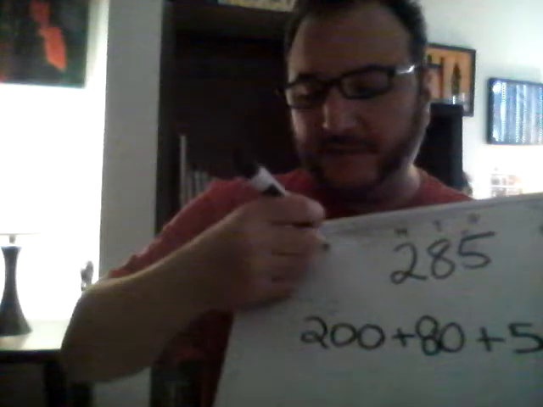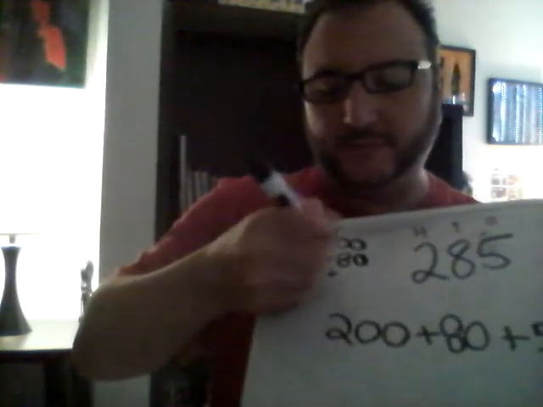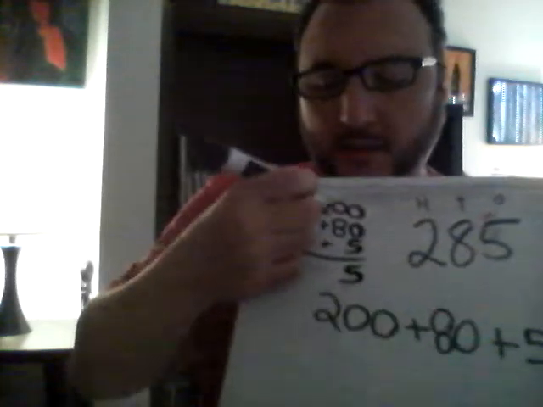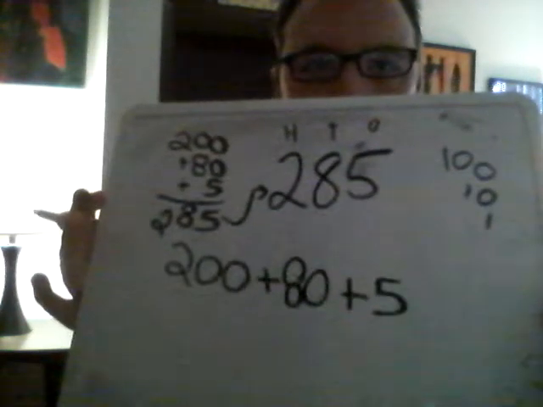I'll add it the up and down way to prove to you that this is exactly what it is. 0, 0, and 5 is 5. 0 plus 8 is 8. Drop down the 2. What do you know? 285. There it is. Okay?